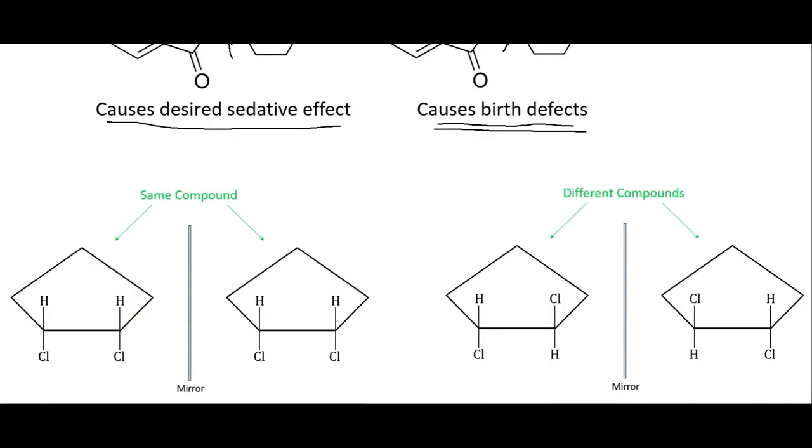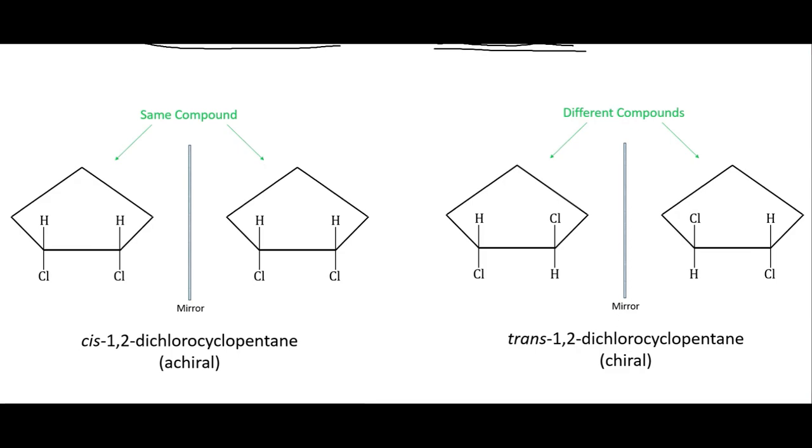All right, so we are looking at these mirror images of each other. What we have on the left here, we're looking at these two mirror images. These are the same compound, and so they are achiral. And so we can see this is exactly the same as this. We wouldn't even have to rotate them to be able to get them to superimpose.